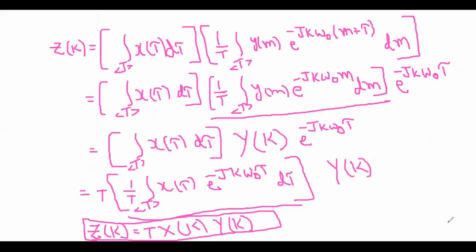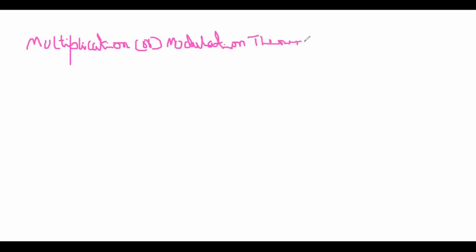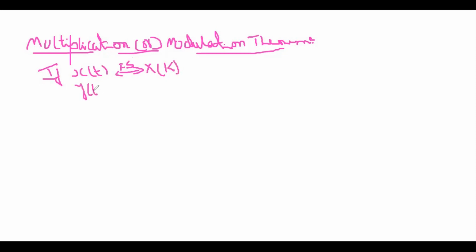Multiplication or modulation theorem property. So what is the statement saying here? If x of t has Fourier series x of k, and y of t has Fourier series y of k, this is the multiplication in time.